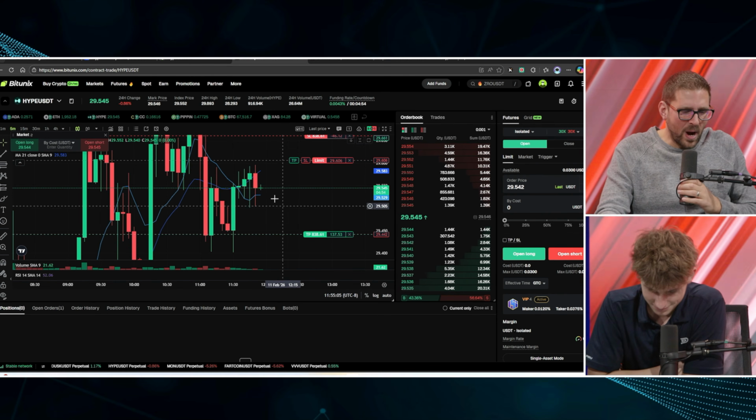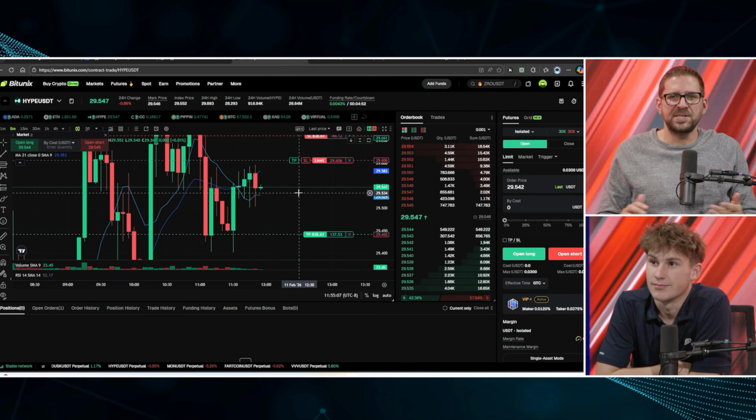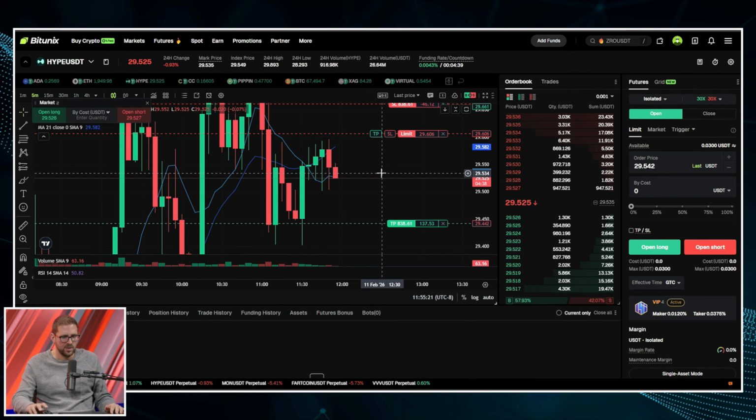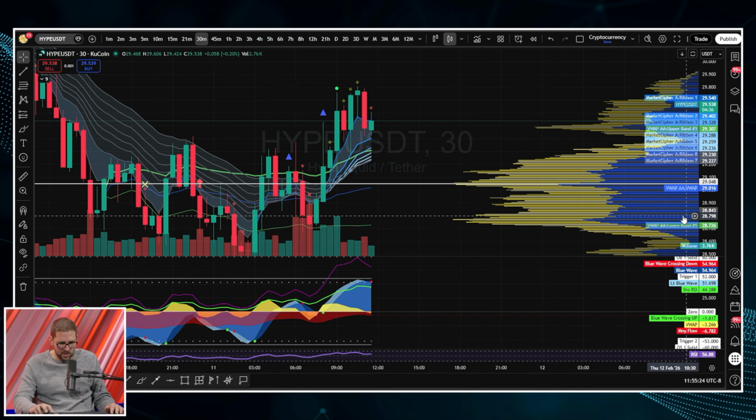So, we're right on the direction. We're just trying to remain patient for our entries, and sometimes we miss them, but it is what it is. But we're right on the direction. We said it originally. We thought it was going to go up. We swapped over, and it is going to the downside like we said it was going to. 30-minute on Hyperliquid's about to close.